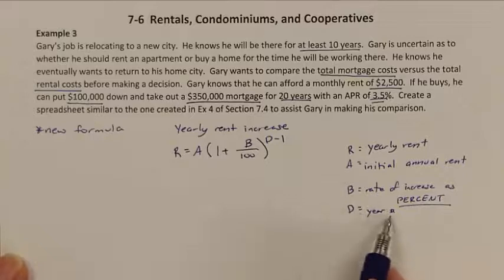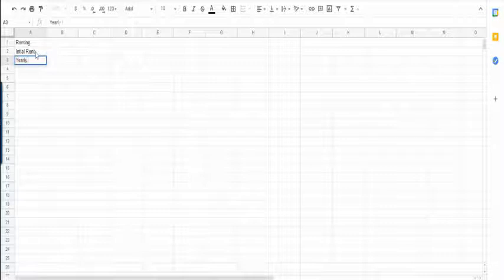D is going to be how many years you have been in there now. Are you looking at the 8th year you're in that apartment, the 10th year, or the 2nd year that you are in that apartment? So first, what is the information that we're going to need to use? We're going to need to know that when you are renting, what is the initial rent and what is your yearly inflation rate?